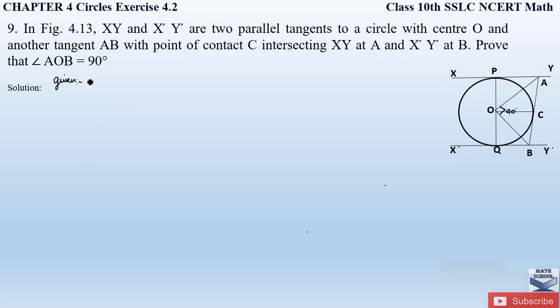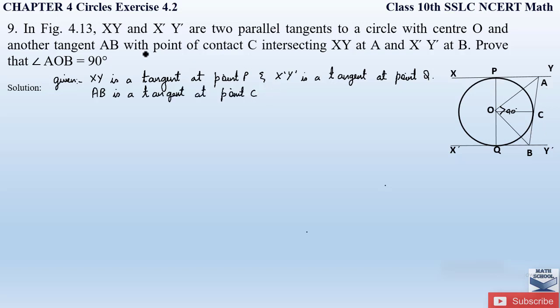Given: XY is a tangent at point P and X'Y' is a tangent at point Q. Then we have another tangent, that is AB is a tangent at point C, and also they have given us that these two tangents XY and X'Y' are parallel to each other, right? And also XY is parallel to X'Y'. So now what we have to prove? We have to prove angle AOB is equal to 90 degrees. So for that, what construction are we doing here? We are going to join OC, right? So write down construction: join OC. Now we will write down the proof.